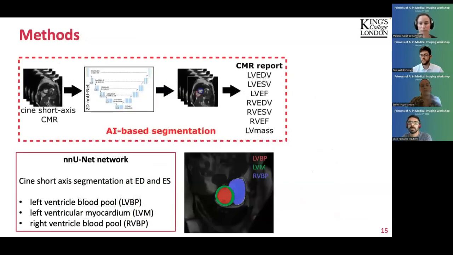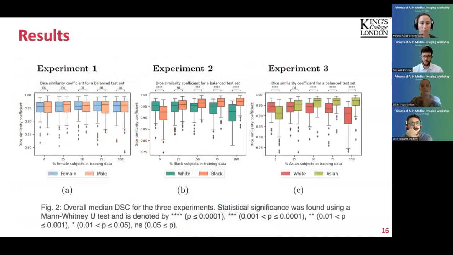Similar to before, we are using the nnU-Net network as a baseline segmentation network. And here you can see the main results. Experiment 1, just a reminder, is the one where we want to assess the performance in the gender group. In this case, you can see that regardless of the percentage of male and female in the training set, there is no statistical significance for any of them.